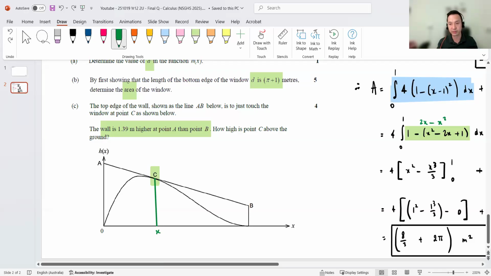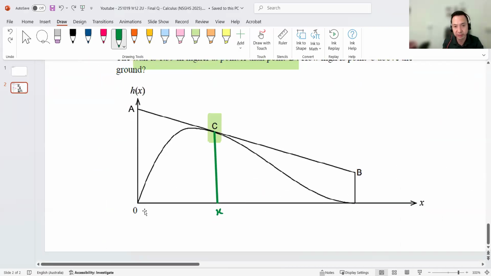The other thing I know is, if I zoom in, you can sort of see that at the point of intersection there, the gradients are equal. The gradient of the line, which I can find because they gave me the heights of both, is equal to the gradient of the curve. So I just need to differentiate.